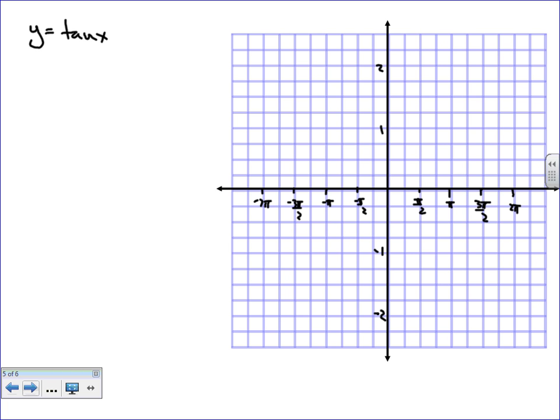Okay. How is the tangent related to the sine and the cosine? Does anybody remember from grade 11?